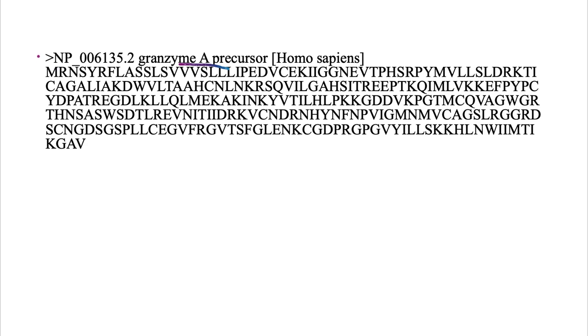You can see that it starts with the greater than sign, and then we have the accession number. It starts with NP, which means that it is a protein sequence. Then the name of the protein, which is granzyme A. And then we have the species, Homo sapiens. So that is a Homo sapiens, a human granzyme A sequence.